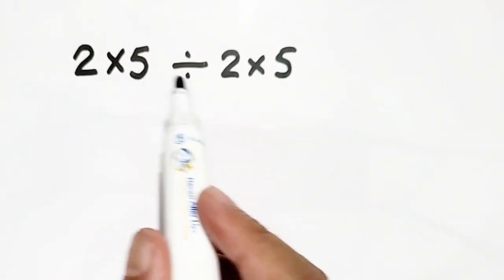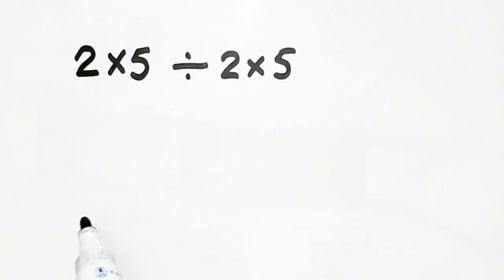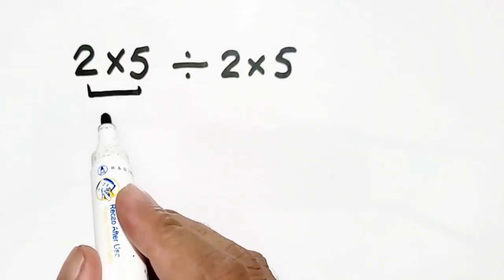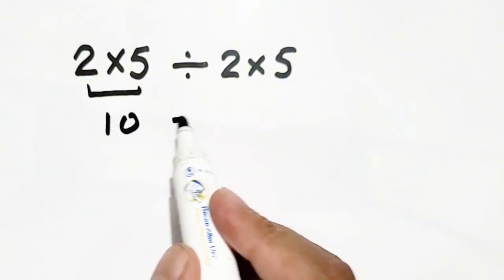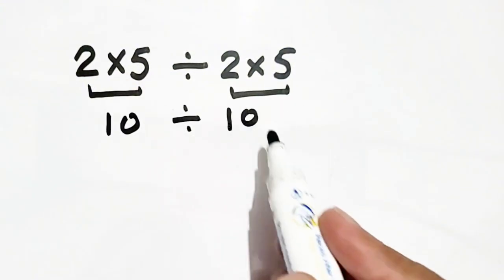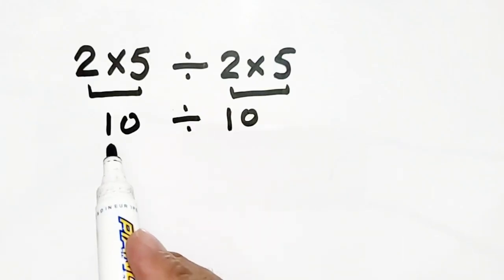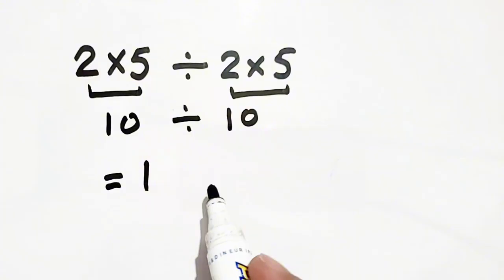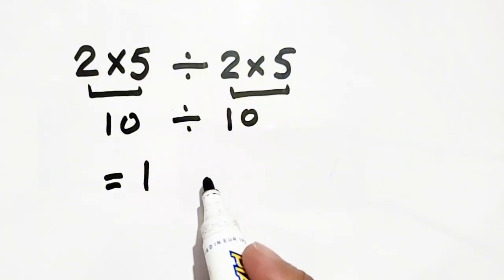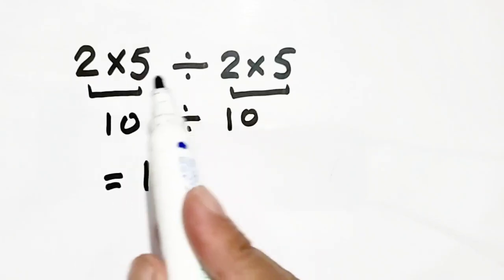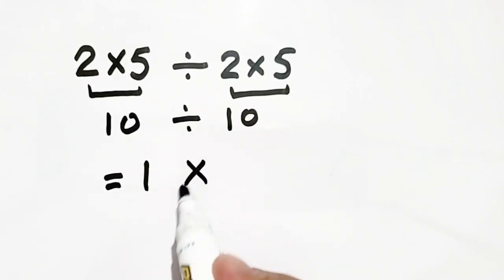It's 2 times 5 divided by 2 times 5. Generally, it is thought that 2 times 5 will be equal to 10. Divided by 2 times 5, it is also equal to 10. Hence, 10 divided by 10 will be equal to 1. But is it right? Is it correct? It is not correct because we have not followed the order of operation. So that's why it is wrong.